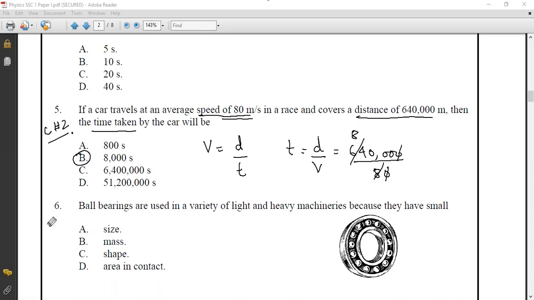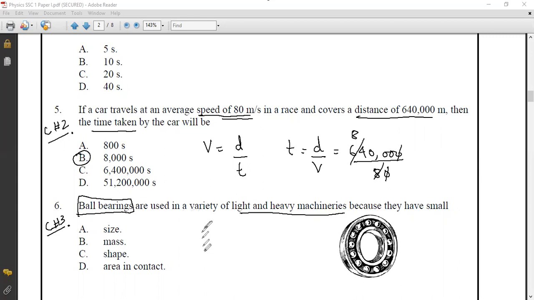Next, we have question number 6, that is from our chapter number 3, Dynamics. Ball bearings are mostly used in a variety of light and heavy machineries, and also in some vehicles in their moving parts or in their wheels. The reason for using these ball bearings is that this reduces the friction between the tires and the different parts of the machines. So how does this ball bearing reduce the friction? These ball bearings have less contact area with the surface, that reduces the friction and the energy loss between the parts of the machineries.